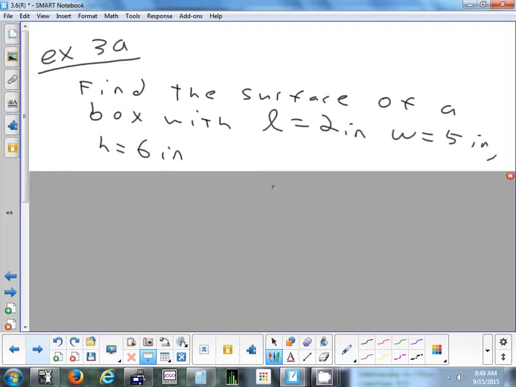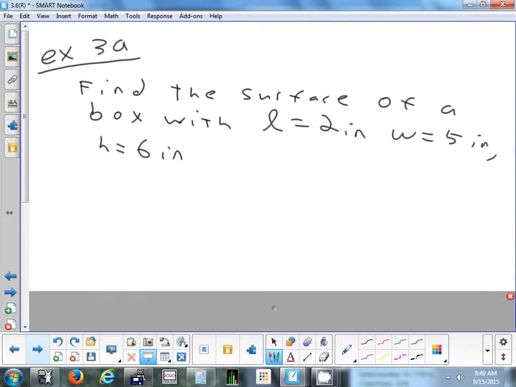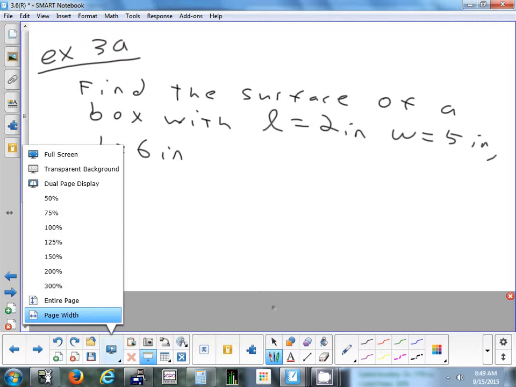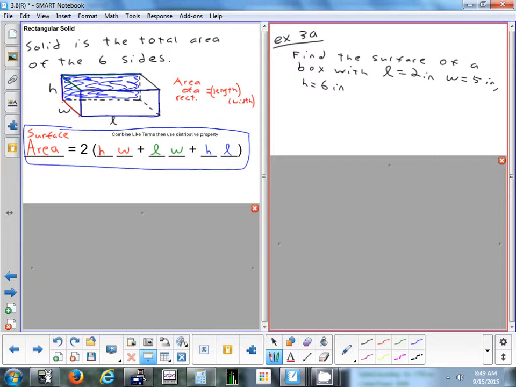All right, so this one says find the surface area of a box with a length of 2, width of 5, height of 6. Okay, so they're giving me 3 things. I'm going to find surface area. What I'll do, let's put the formula back up so we can see it as we go through it. I'm going to abbreviate surface area SA. Is everyone okay with that? SA, surface area.